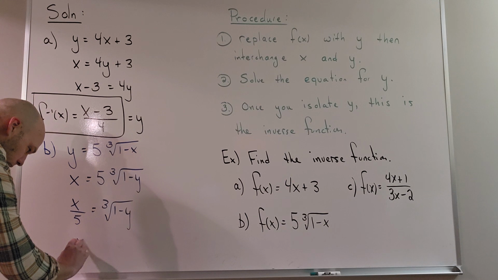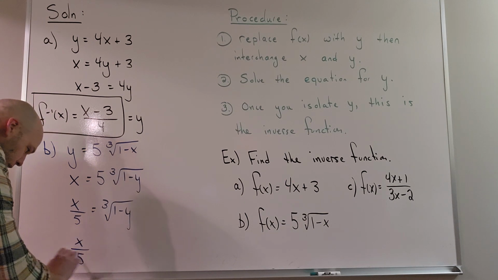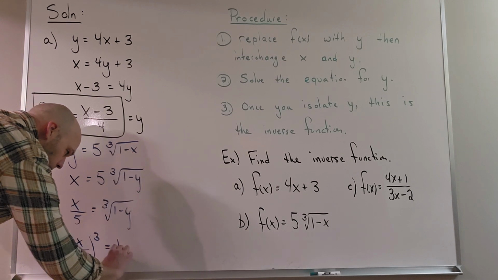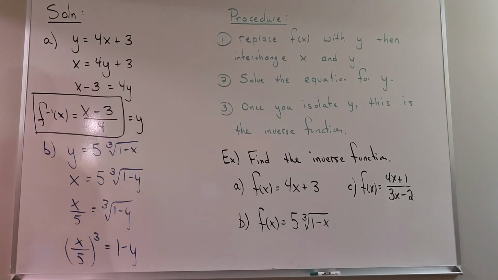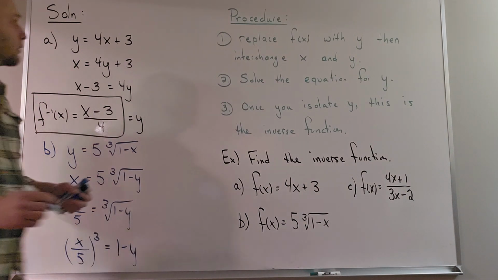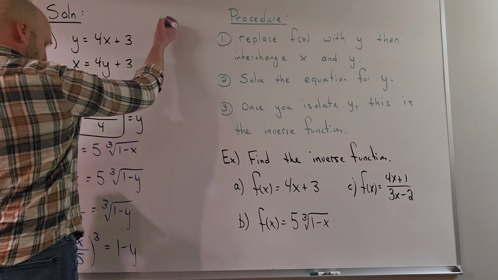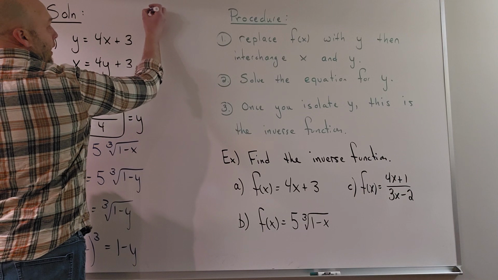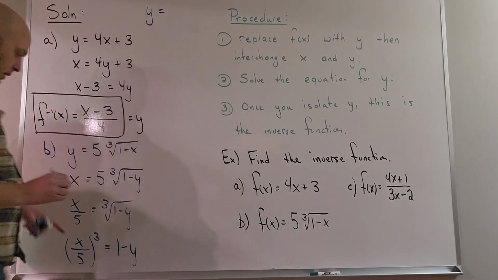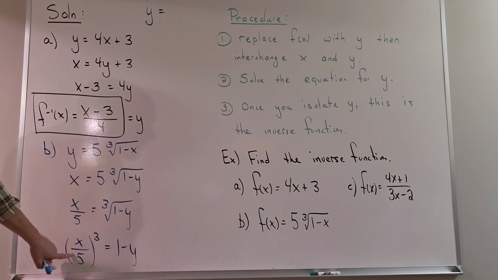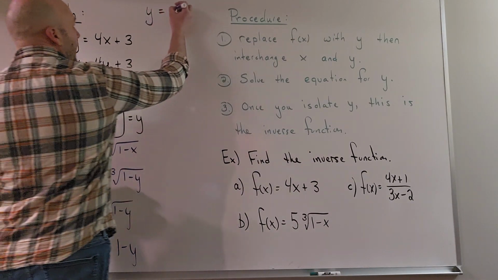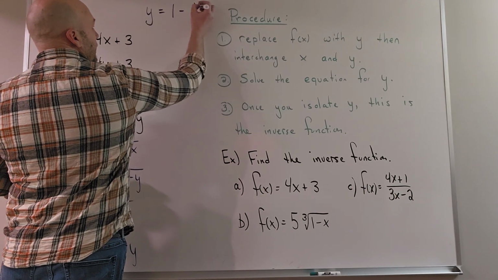That would give me x over 5 to the third is equal to 1 minus y. And then what I'll do is I'll add y to both sides. Let me see if I can just kind of squeeze it in up here. So I'll add y to both sides. And then I'll subtract this term over to the other side. So that would give me 1 minus x over 5.